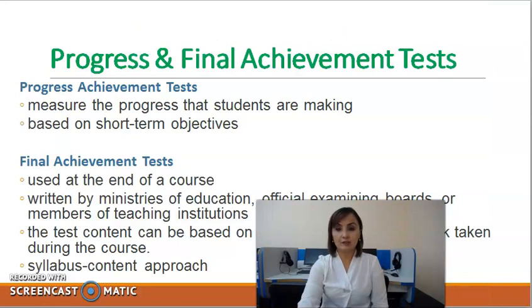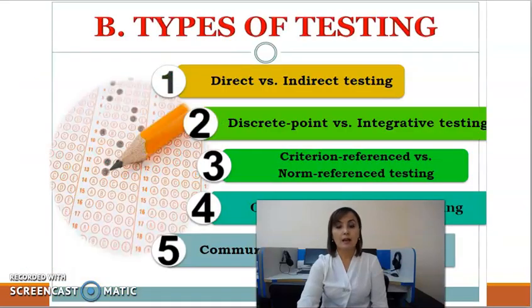Progress achievement tests measure the progress that students are making based on short-term objectives. Final achievement tests are used at the end of a course, written by ministries of education, official examining boards, or members of testing institutions. The test content can be based on a syllabus studied or a book taken during the course. Syllabus content approach.